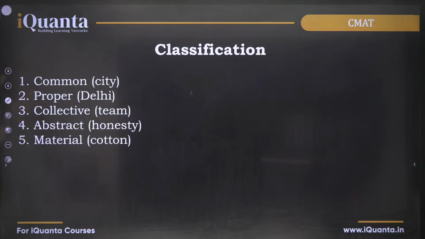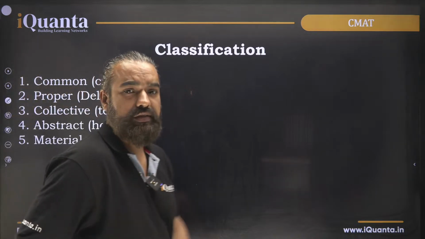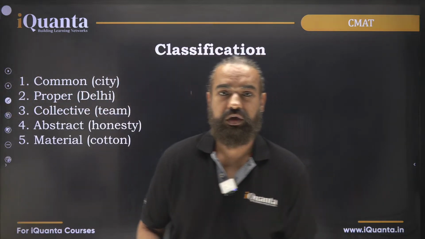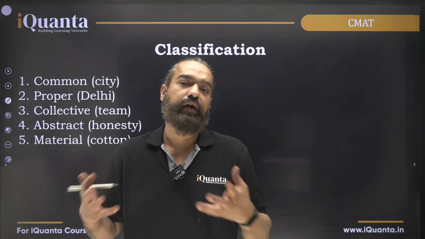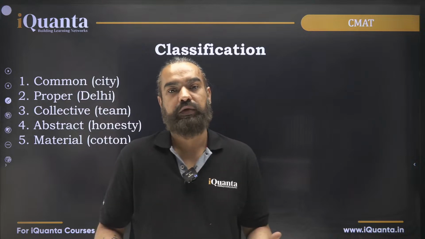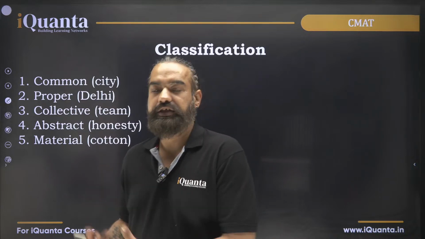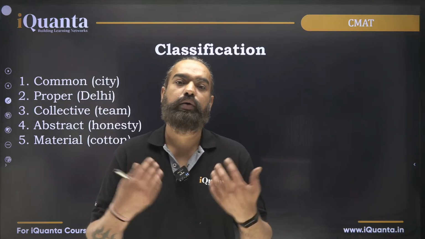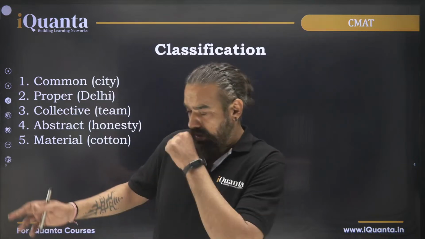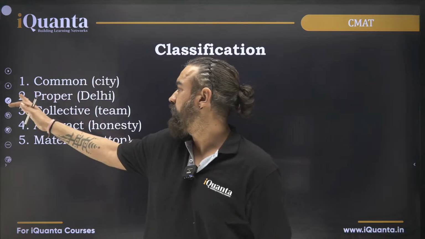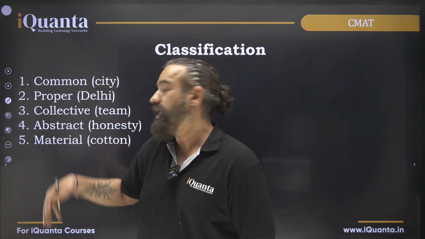First type of classification. Guys, this is very common, very basic. Something that we were taught in school. For example, if I talk about institute, it's a common noun. If I talk about iQuanta, it's a proper noun. If I talk about teacher, it's a common noun. If I talk about Nihil, it's a proper noun. That's how it works, right? So city is a common noun. Proper noun is Delhi.